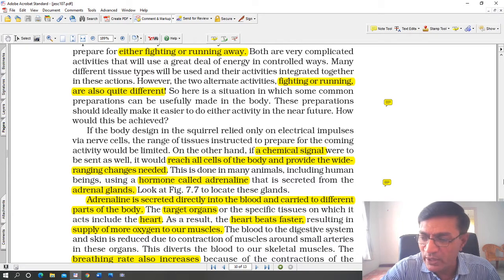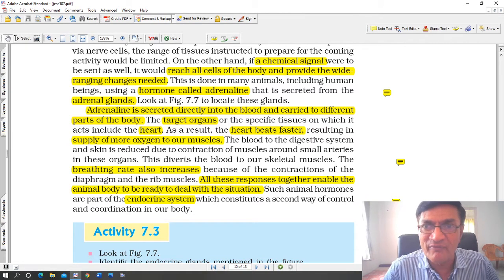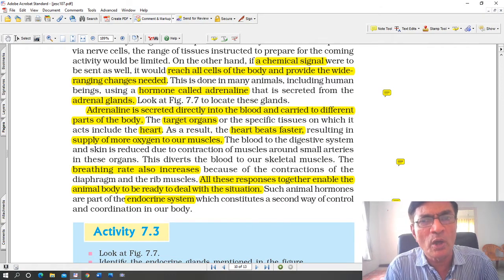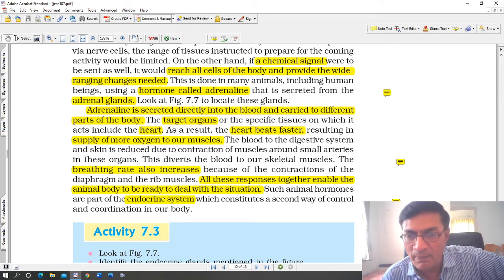The breathing rate also increases. Remember, this is all because of adrenaline hormone. The breathing rate increases because of the contraction of the diaphragm. The diaphragm is a small muscular strip. It's not very thick, it's quite thin also, but it is a membrane between the chest cavity and the abdominal cavity. The breathing rate also increases because of the contraction of the diaphragm and the rib muscles. All these responses together enable the animal body to be ready to deal with the situation. Such animal hormones are part of the endocrine system, which constitutes a second way of control and coordination.